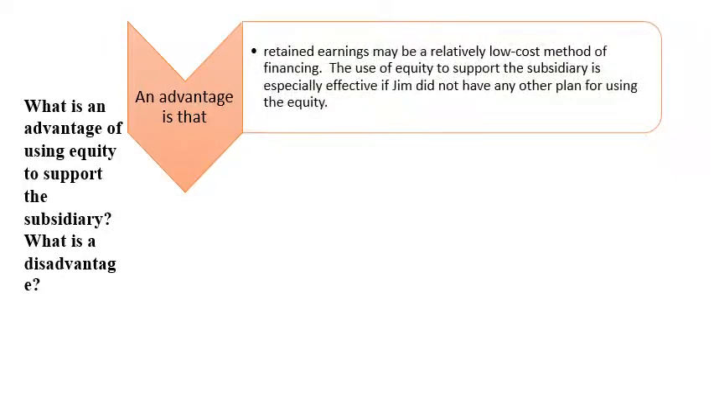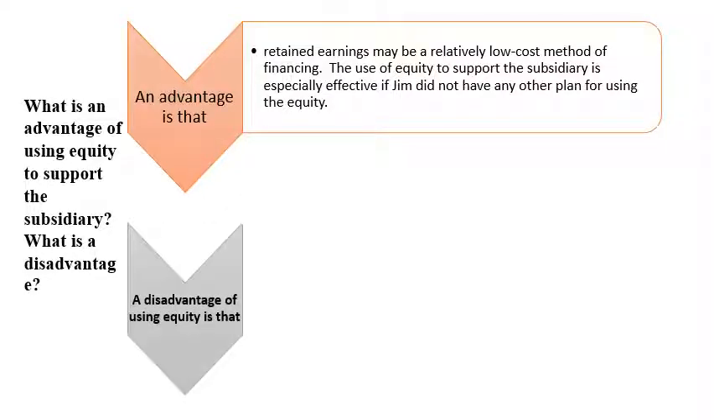The first question is, what is an advantage of using equity to support the subsidiary, and also what is a disadvantage of using equity to support this subsidiary. The main advantage is that the retained earnings may be a relatively low-cost method of financing. The use of equity to support the subsidiary is especially effective if Jim did not have any other plan for using the equity.